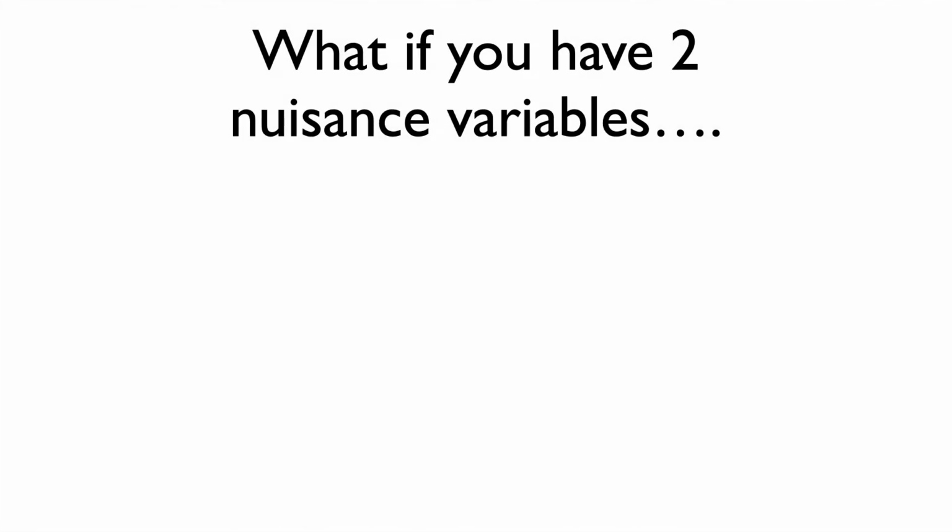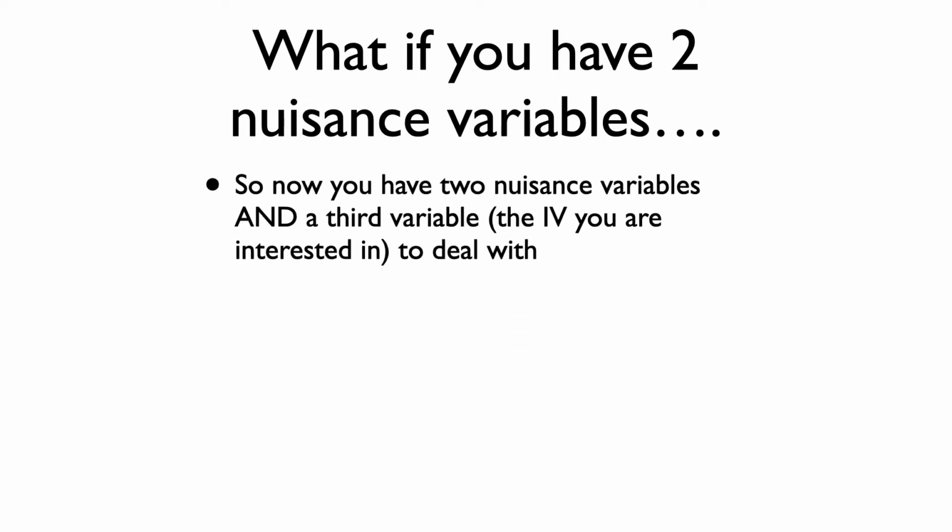What if you have two nuisance variables? So you've got an independent variable. That's your third variable. You have two nuisance variables. So you have two things you can measure that you know are going to cause a problem. But you can measure them and remove that variance. And you have an independent variable as well. And that's what you really care about. That's what you want to find out if there's an effect or not. So you have to find a way to sort of put them together.